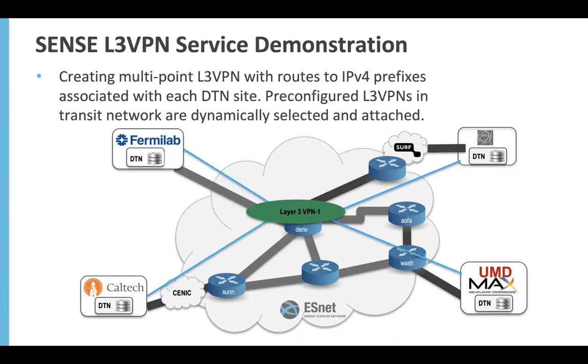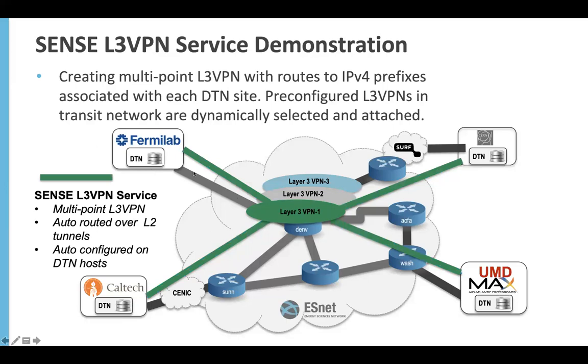For SENSE, the main work here, based on our model and information, is to say, okay, we could have more than one L3 VPN segment already in ESnet, and we're going to pick the right one for our service to be attached to. Also, we're going to use the proper stitching to stitch our other segments dynamically from those sites into the pre-configured VPN we select from ESnet. So all the routes will be configured dynamically on the end sites across the layer two tunnels, and auto-configured on the DTN hosts. So this is a multi-point L3 VPN.